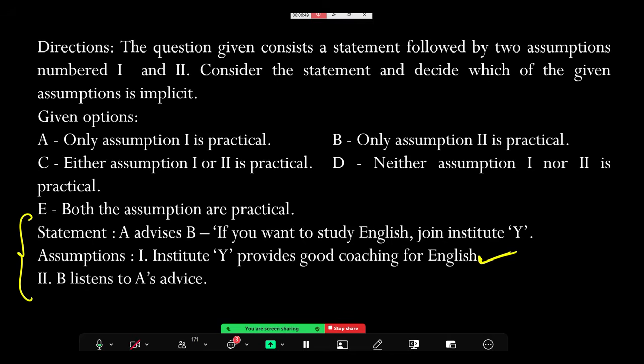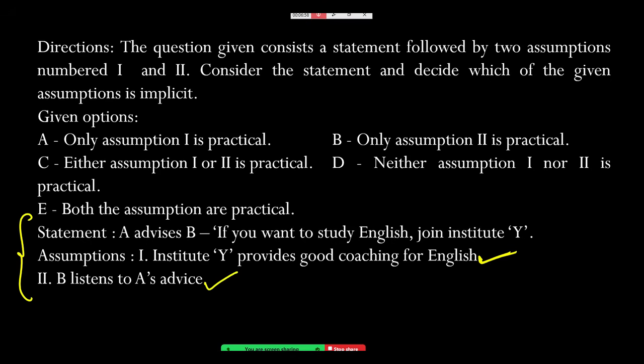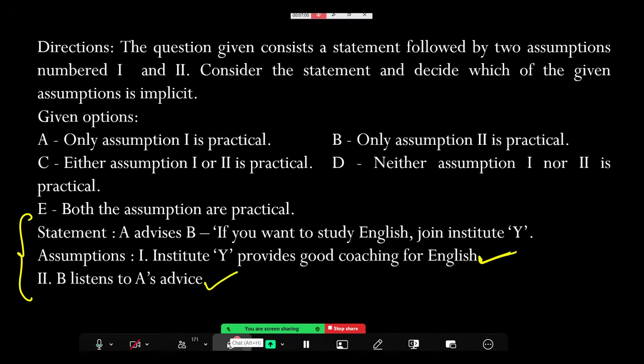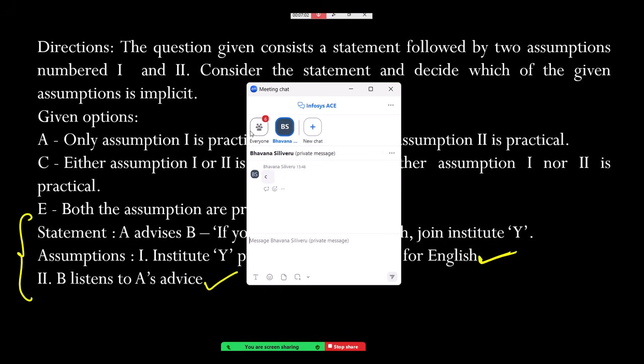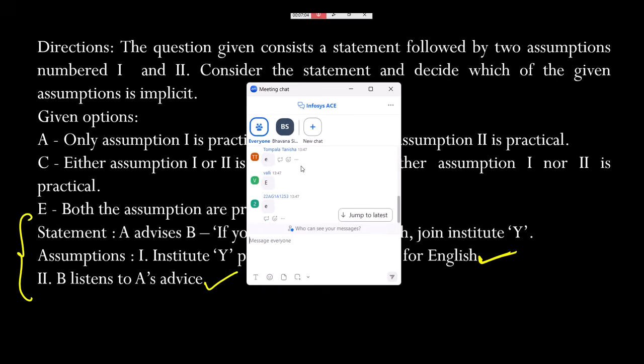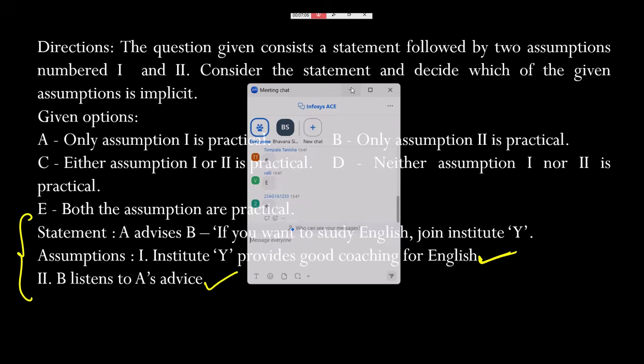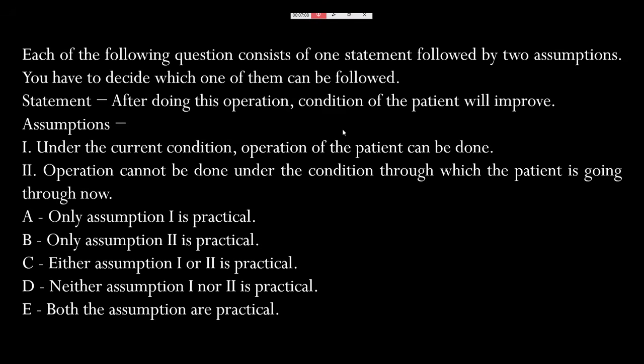Yes, if A is giving advice to B, A is assuming that B will listen to that. Yes, this assumption is correct. The second one is correct. So both are correct. Your answer must be E. Both assumptions are correct. Very good. Next question.